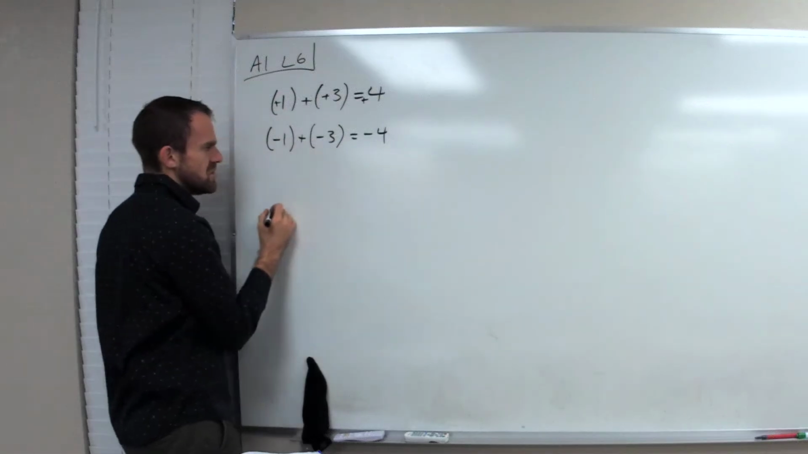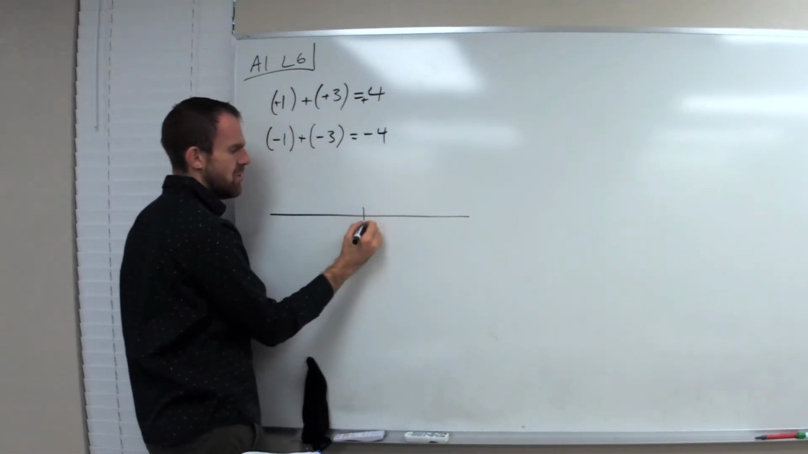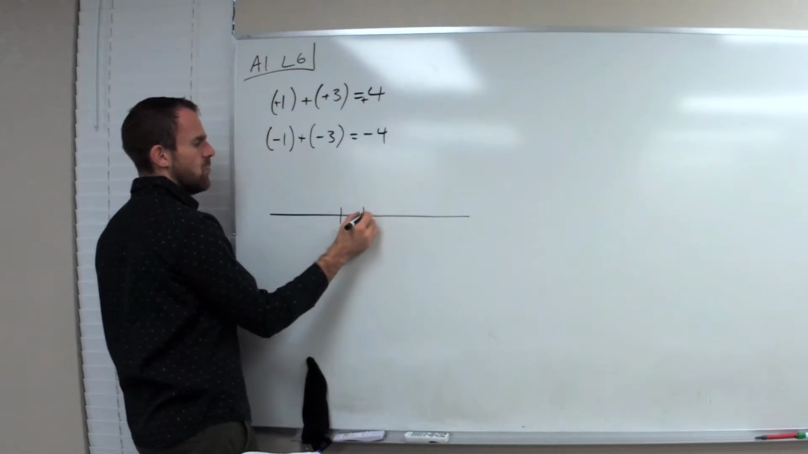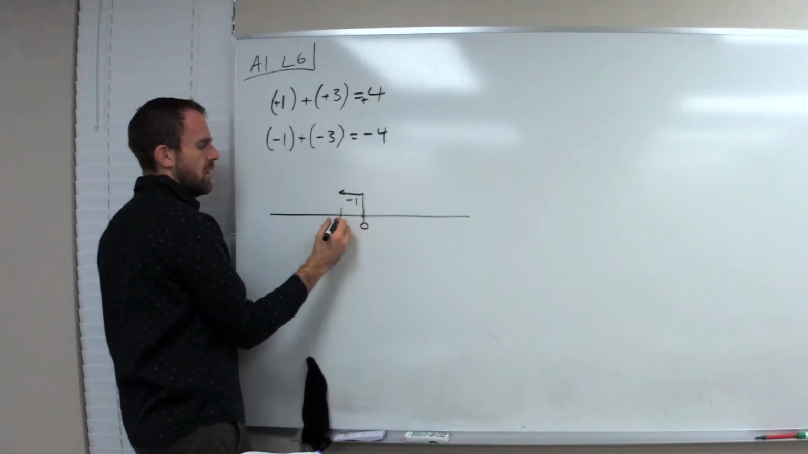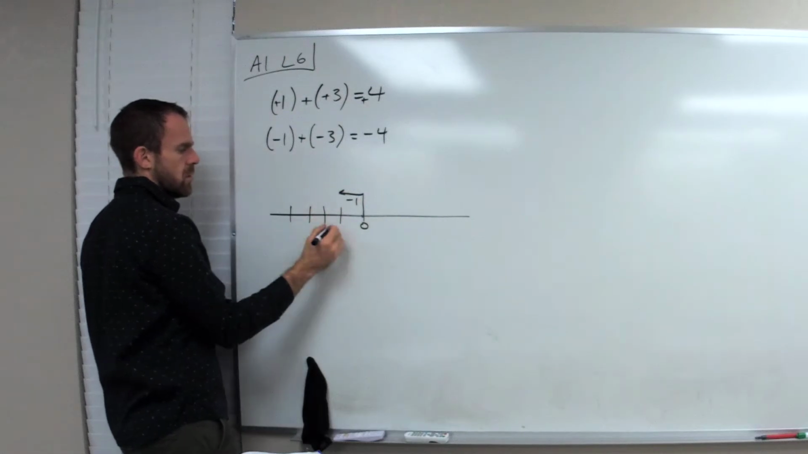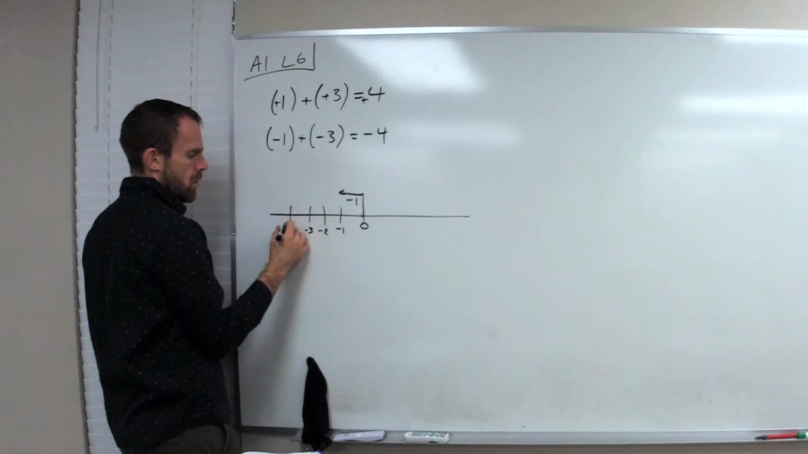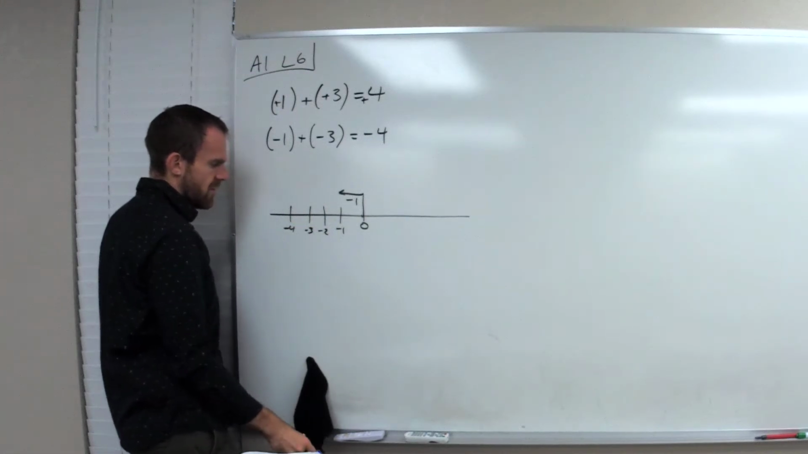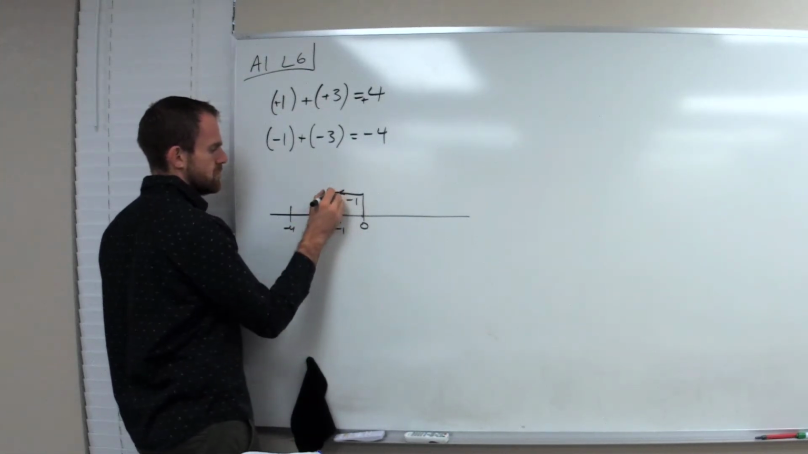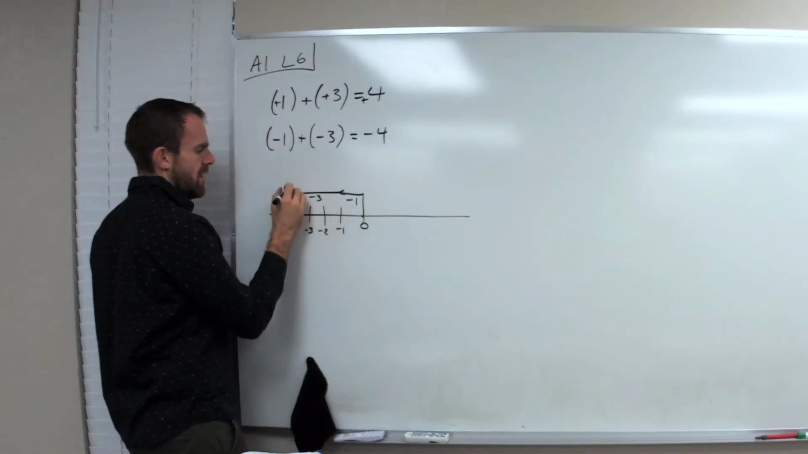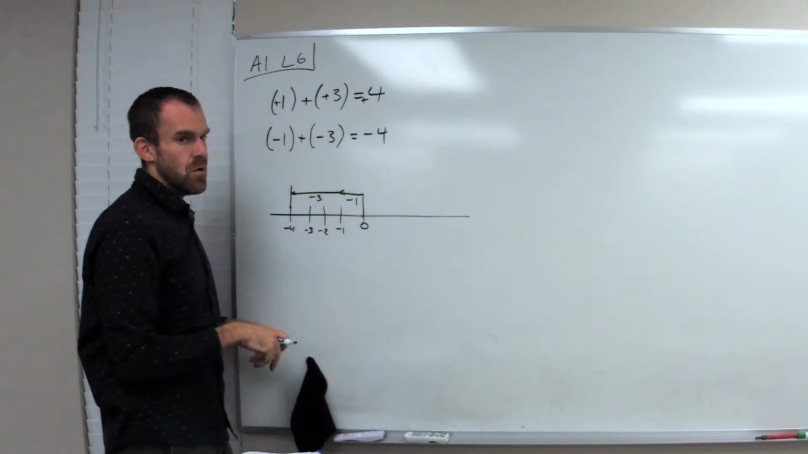If you don't believe me, let's draw the number line. We'll start at 0. We'll go back 1. And then we'll go back 3 more. And that gets me to negative 4.